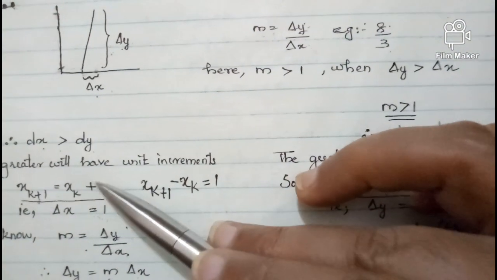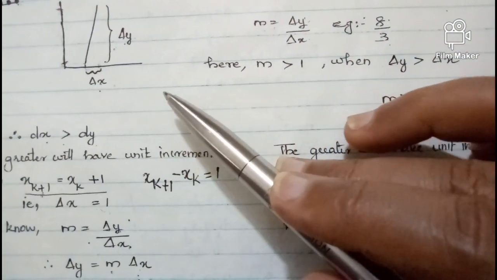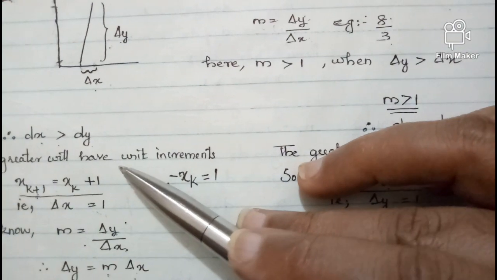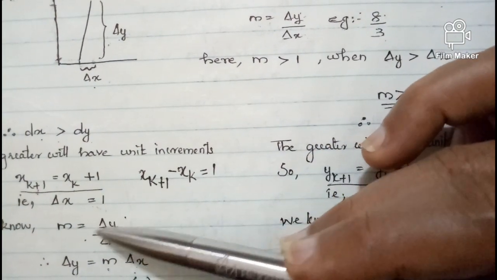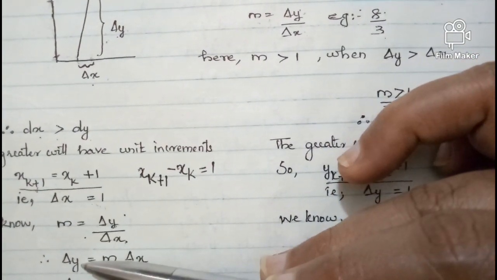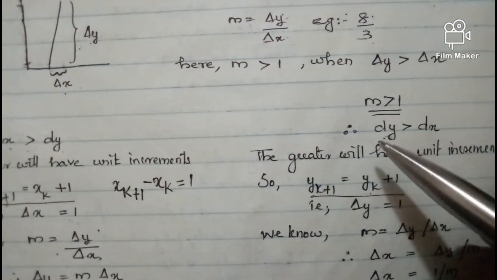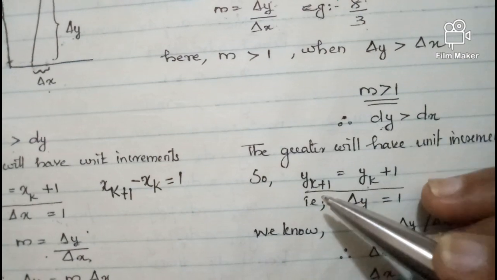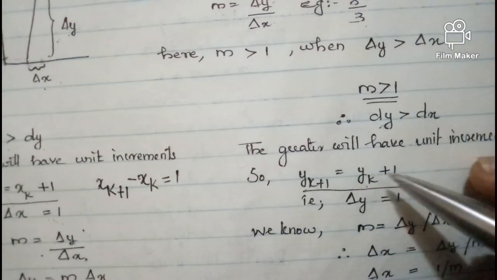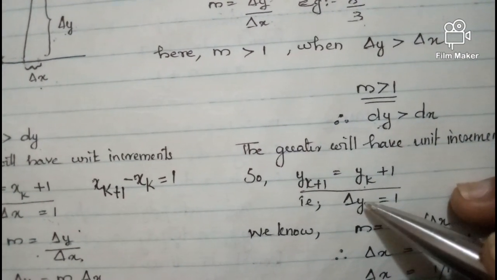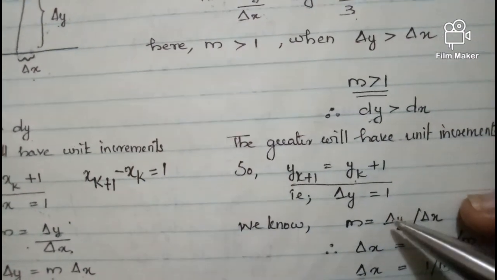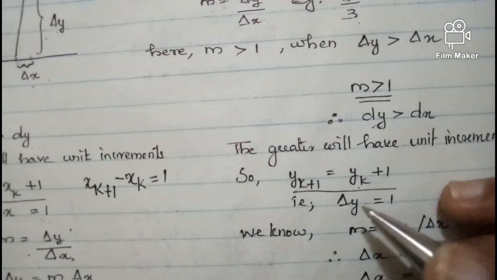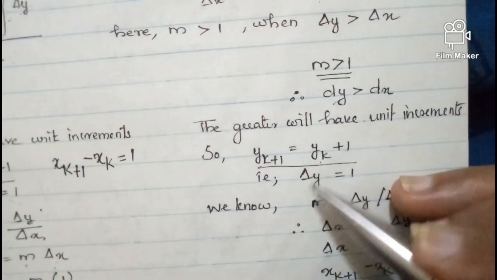So here x increments faster, so next value of x equals current value of x plus 1, and using this equation we will be computing the delta y value. But here, since delta y is greater, y increments faster, and hence we can say next value of y equals current value of y plus 1, which means delta y is 1.